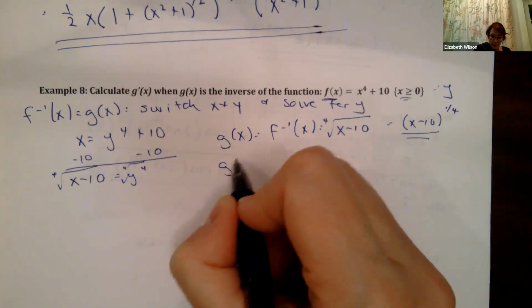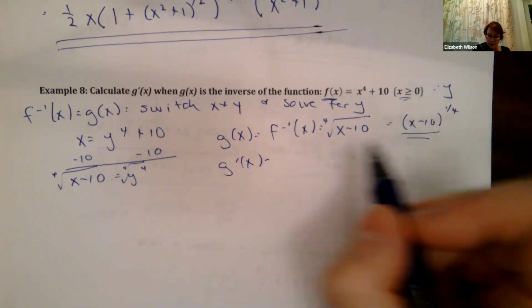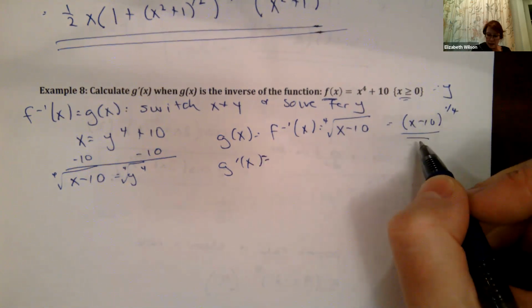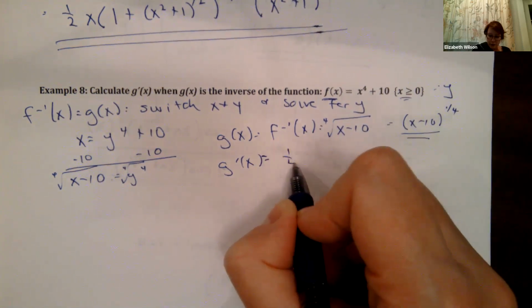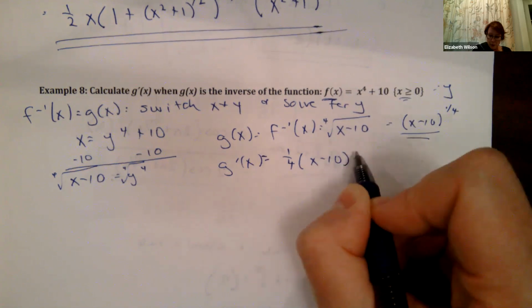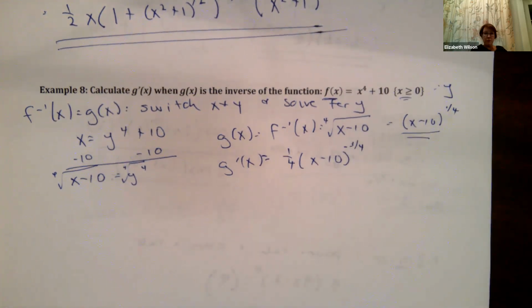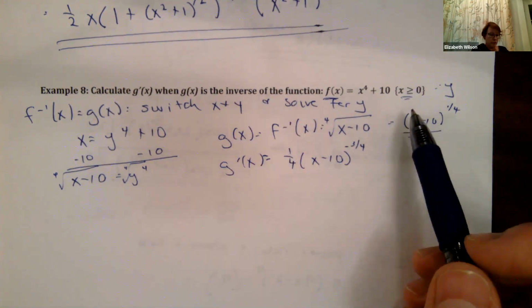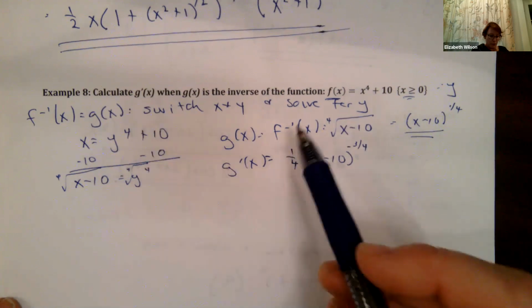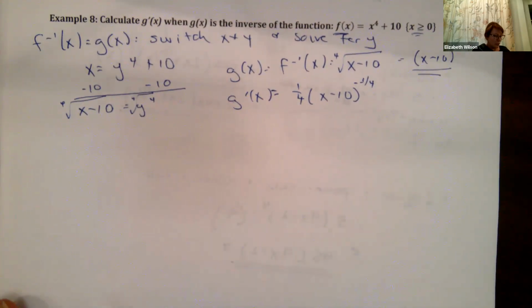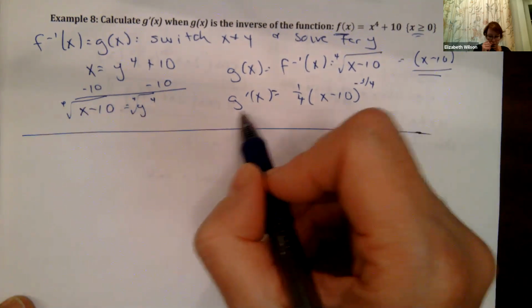Now my g prime of x, right? I can just take this derivative, because I've got my function, I can take the derivative. So I'm going to go 1/4 times x minus 10 to the 1/4 minus 1, which is minus 3/4. And that's my derivative of my inverse function. It's straightforward, because I can actually find my inverse function. It's just this equation here. Let's do it with our theorem, and we'll see how it's working with our theorem. We're going to get the same answer here.